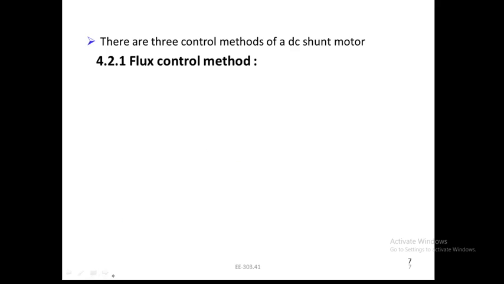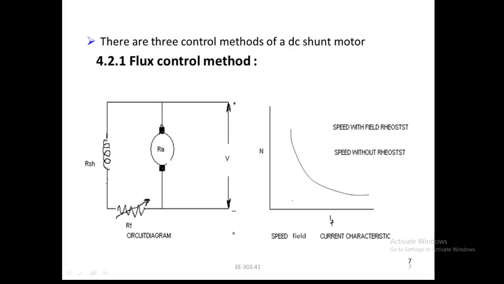So here, the flux control method. In the DC motor, we are controlling the flux through the excitation. Speed is directly proportional to Eb and inversely proportional to the flux. So if the flux decreases, the speed increases.